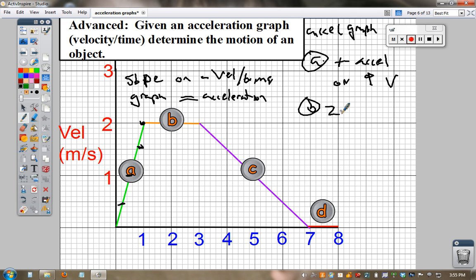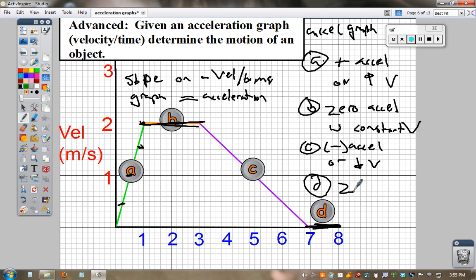B, 0 acceleration with constant velocity. It's traveling a constant 2 meters per second. C, well, getting easier now. Negative acceleration or decreasing velocity. Negative. And D, so you can see the line down here. D is 0. It's a flat slope, 0 acceleration, and not moving, right? Or it's moving a constant 0 meters per second, not moving.